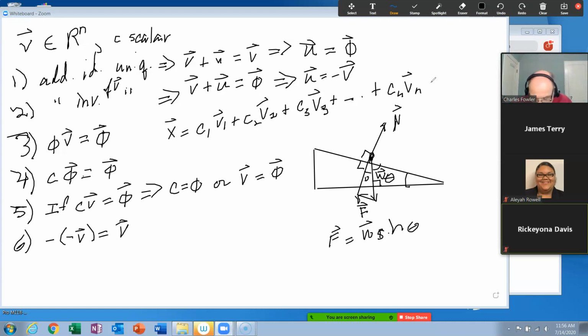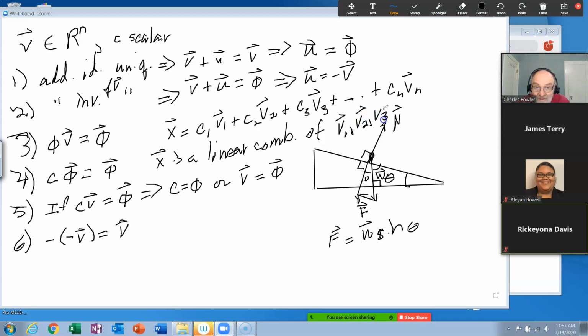So I guess I should write that down. Vector x is a linear combination of your v's. I'm going to abbreviate: v1, v2, v3, dot, dot, dot, all the way up to v sub n. It's a linear combination of those other vectors. That's something we'll be doing a lot.